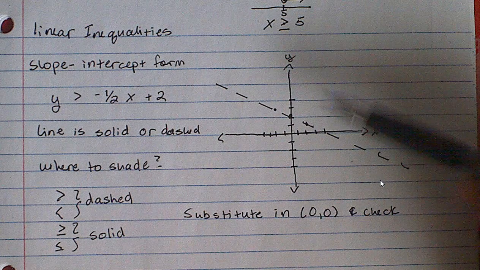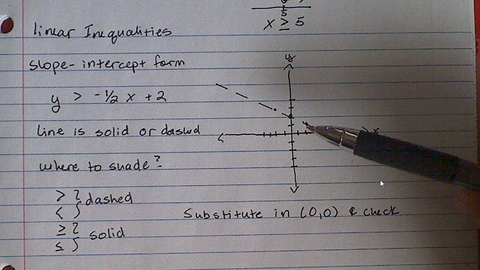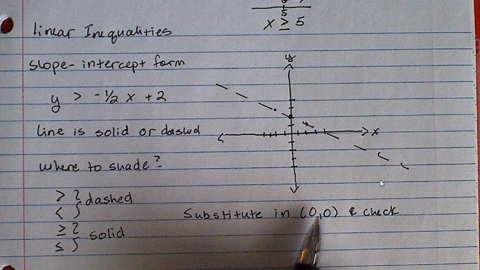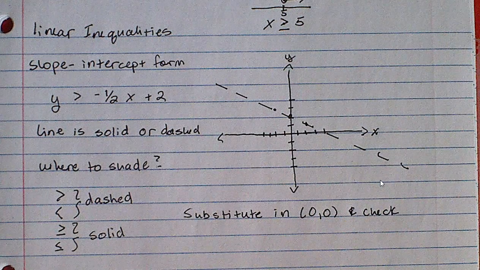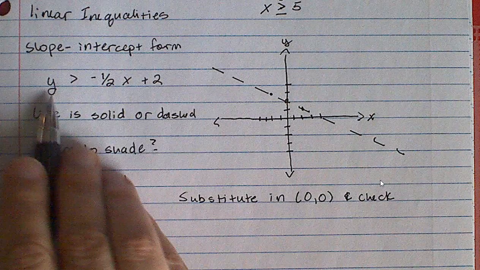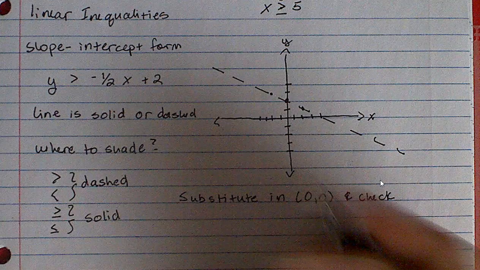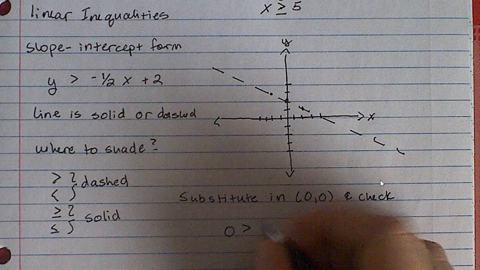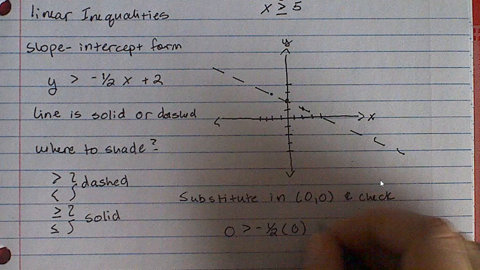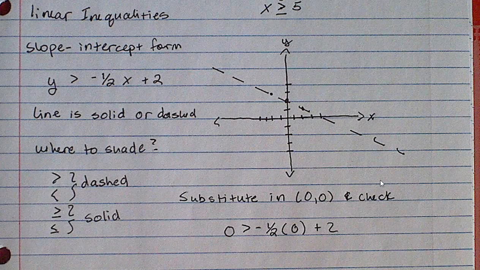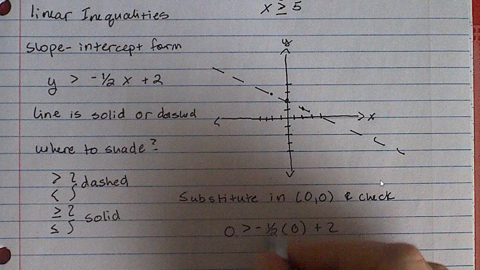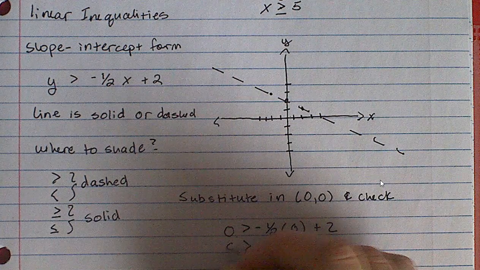Okay? I know, this is the part that everybody gets confused on. So just bear with me for a second here, okay? Aliens. Yes, aliens, indeed. So I'm going to substitute in 0, 0. I'm going to put 0 in for y in this equation up here. I'm going to rewrite it with 0 in place of y. So I've got 0 is greater than -1/2, and in place of x, I'm going to put 0, plus 2. So -1/2 times 0 is 0, and 0 plus 2 is 2. So I'm left with 0 is greater than 2.